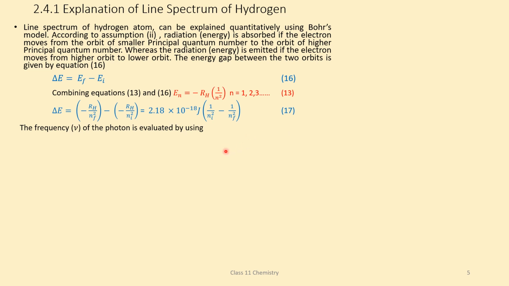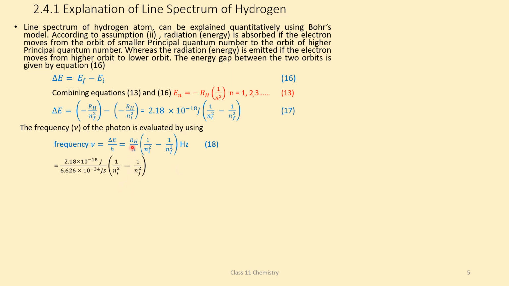The frequency nu of the photon is evaluated by using the expression nu is equal to delta E by h. Here h is Planck's constant and nu is the frequency, and delta E is the energy gap, that is equal to R H divided by h into 1 over n i square minus 1 over n f square hertz. So here in equation 18 we have substituted the value of delta E from equation 17.